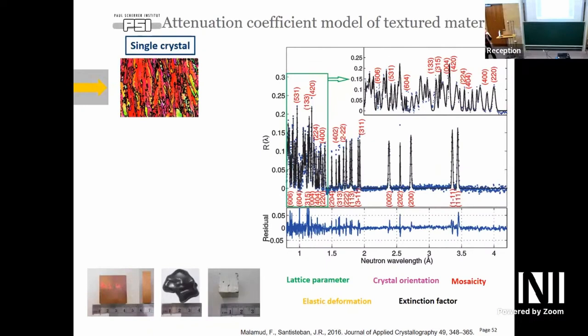Mosaicity. Crystals within crystals. Yeah. What is the best way to say it? It's the misalignment. If you have a single crystal, you can assume that all your planes are exactly aligned like that, but that's not exactly true. There's a small misalignment. They're a bit wrinkly within the same single crystal. And this misalignment is called mosaicity in single crystal analysis.